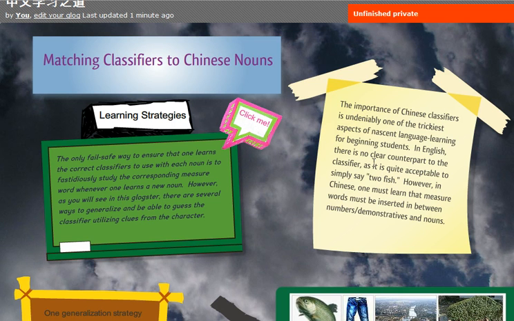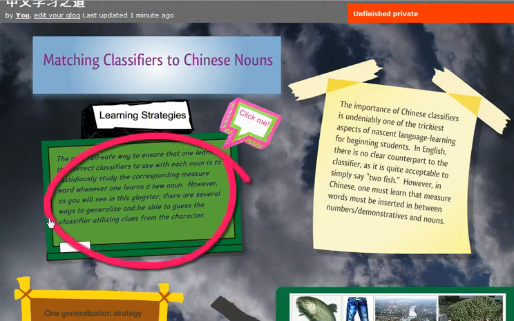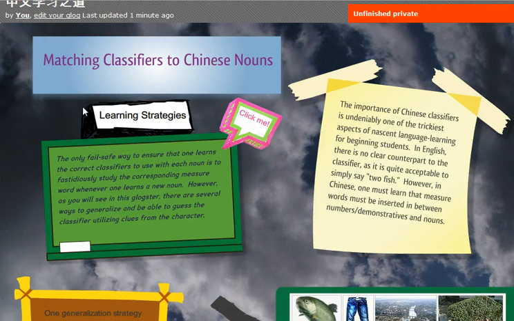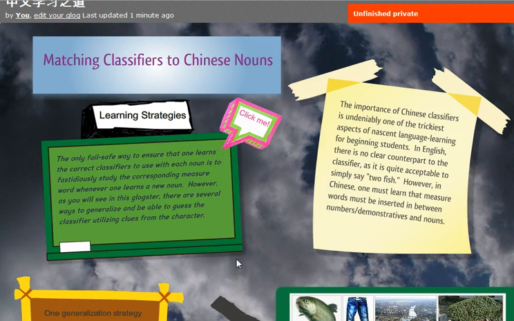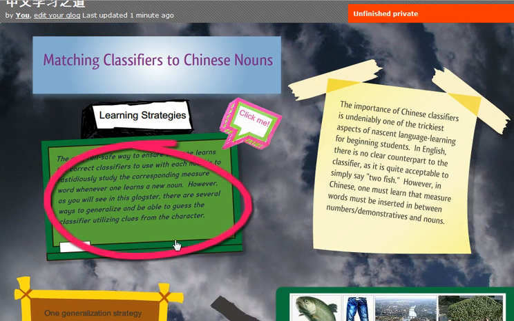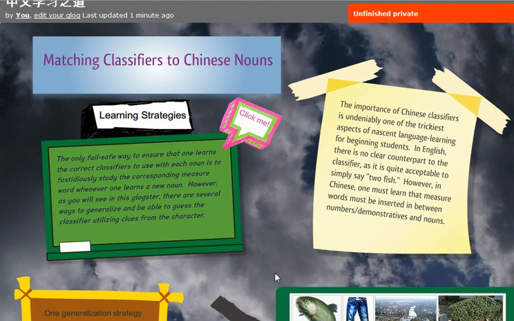Now, the primary question here is, how do you know that you have to use tiao? How do you know when you're talking about a pen that you need to use zhi? How do you know what classifiers to use? And today we're going to talk about how you can learn. The only real 100% fail-safe way to learn is, whenever you learn a new noun, a new character that you think you're going to want to express in the future, you have to make sure you learn that classifier and when that classifier needs to be utilized.